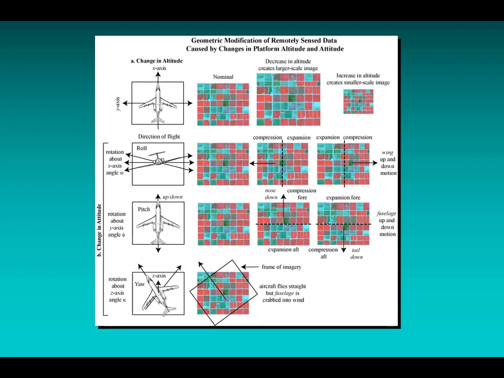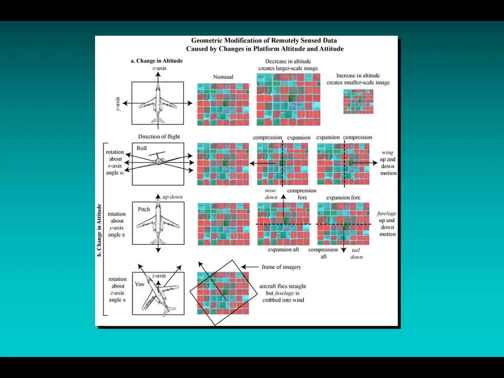We have changes in pitch that occurs when the wings are stable, but the fuselage, nose, or tail moves up and down. And this is the scenario that's the second row there of subfigure B, the pitch effects. So here we have rotation about the y-axis in this particular case, if the nose is moving up or down. So we have rotation there about the y-axis, angle phi.